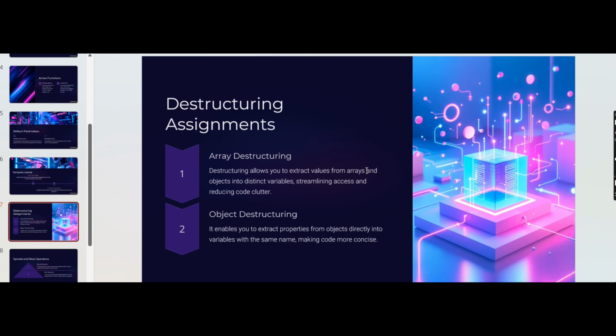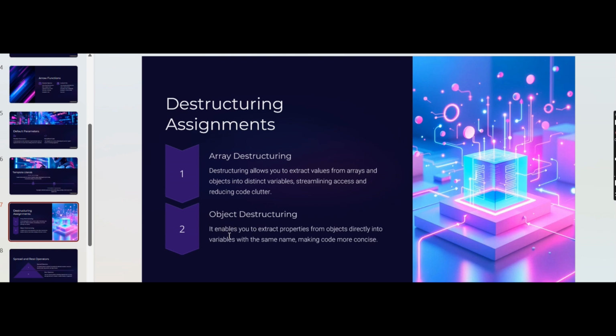Destructuring allows you to extract values from arrays and objects into distinct variables, streamlining access and reducing code clutter. So if we need particular values from an array, we would simply use array destructuring to extract those values. And this is a very powerful component of ECMAScript 6. Instead of using the complete array and reducing the performance of our code, we simply use array destructuring to extract only those values which we need. Other values are ignored.